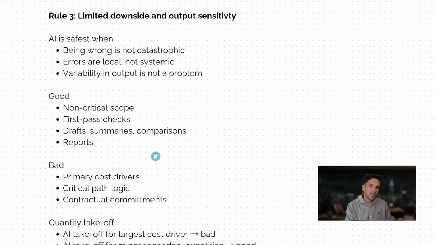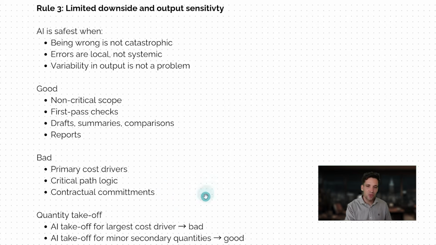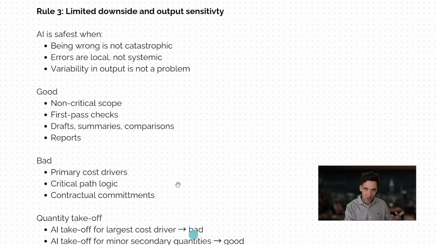For example, if you're using AI as a first pass to compile and categorize client correspondence, to update your document and drawing registers, these are use cases that generally don't have significant downsides if there's mistakes or errors. But if you're using AI to prepare your primary costs for an estimate, you're relying on the AI to accurately produce the critical path, to make contractual commitments, these are just bad use cases because if it gets it slightly wrong, it can have big consequences for you.